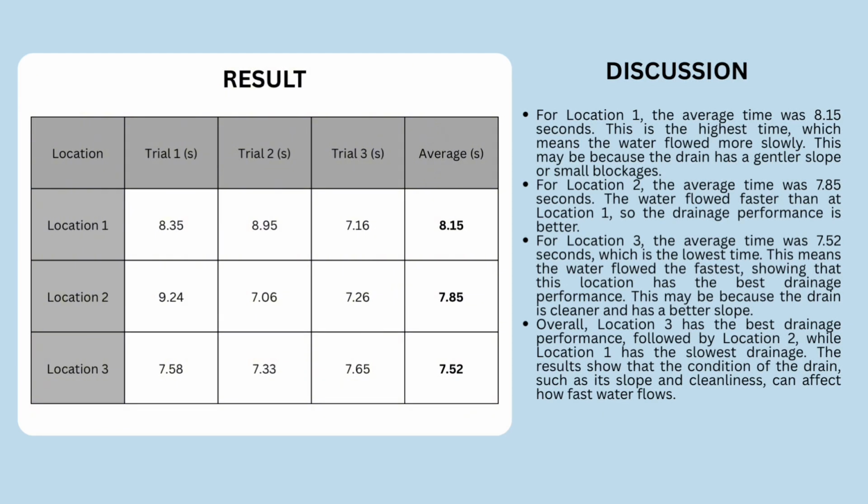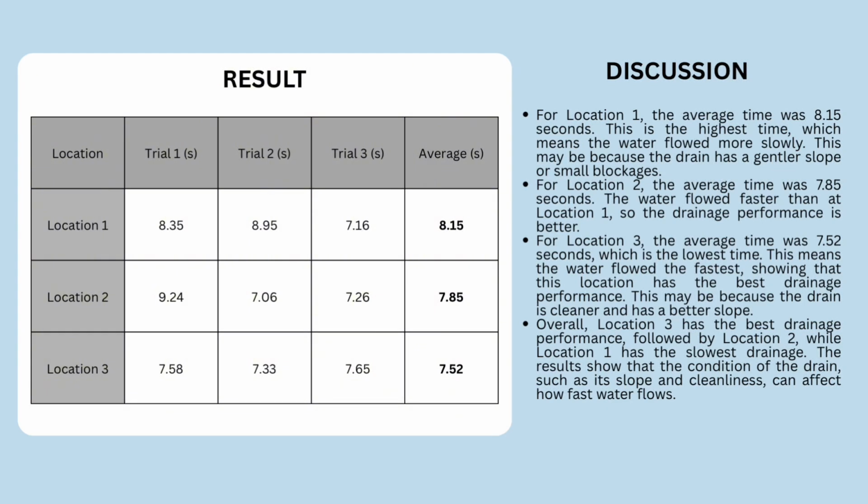For location 1, the average time was 8.15 seconds. This is the highest time, which means the water flows more slowly. This may be because the drain has a gentle slope or a small blockage. For location 2, the average time was 7.85 seconds. The water flows faster than at location 1, so the drainage performance is better.